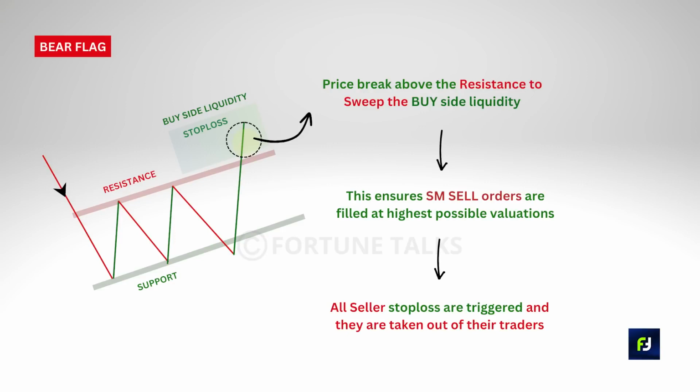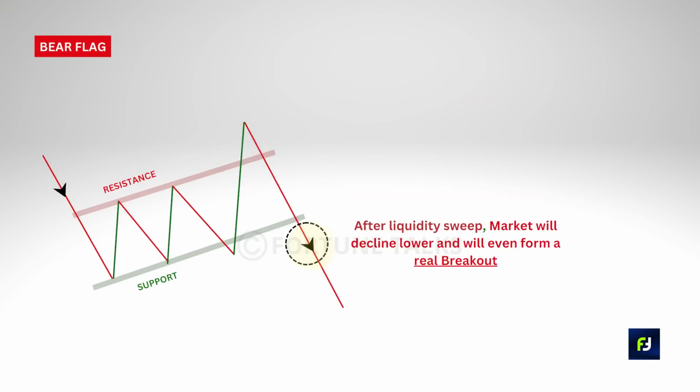Now, almost all the buy stop loss orders above the resistance level will be triggered, and those traders will be taken out of their positions. And once all the smart money orders are executed, the market will once again reverse and move lower. And this time, the market will form a real breakdown below the flag support, to which more short sellers would respond by selling aggressively, and the market will fall even lower.